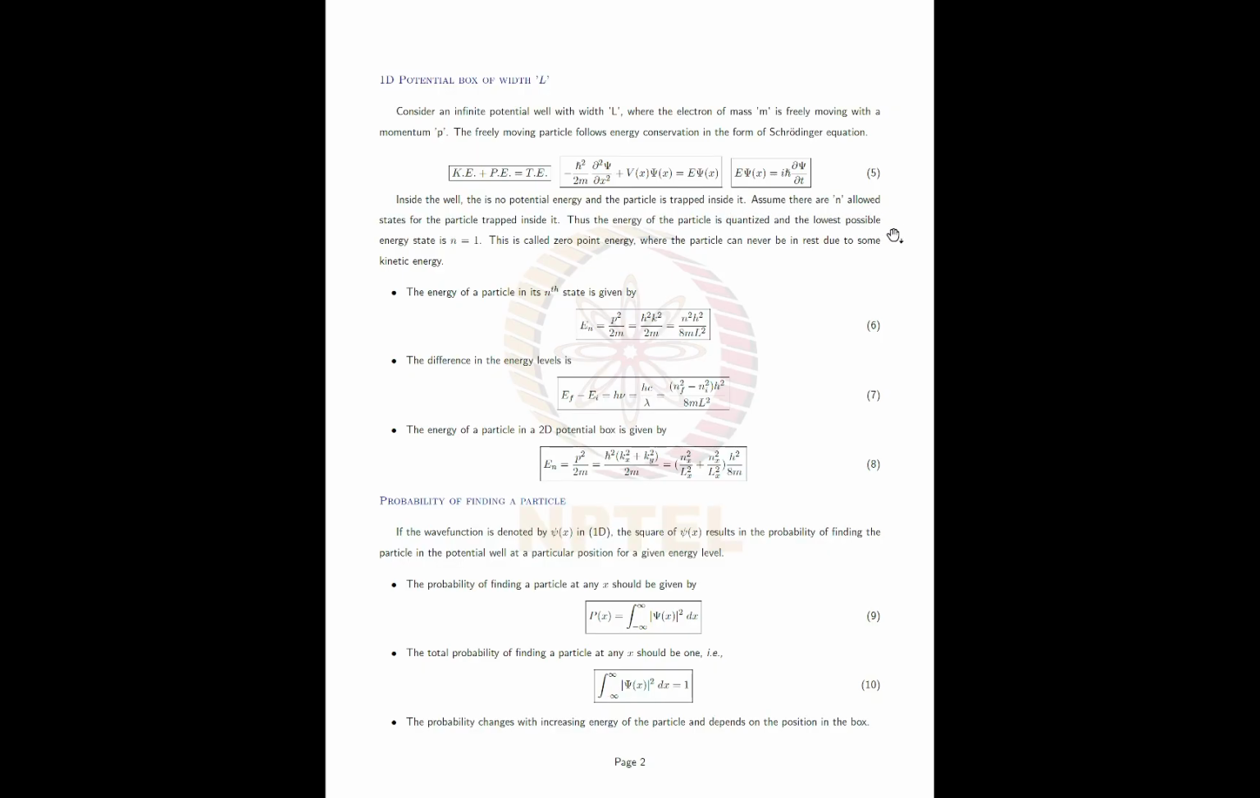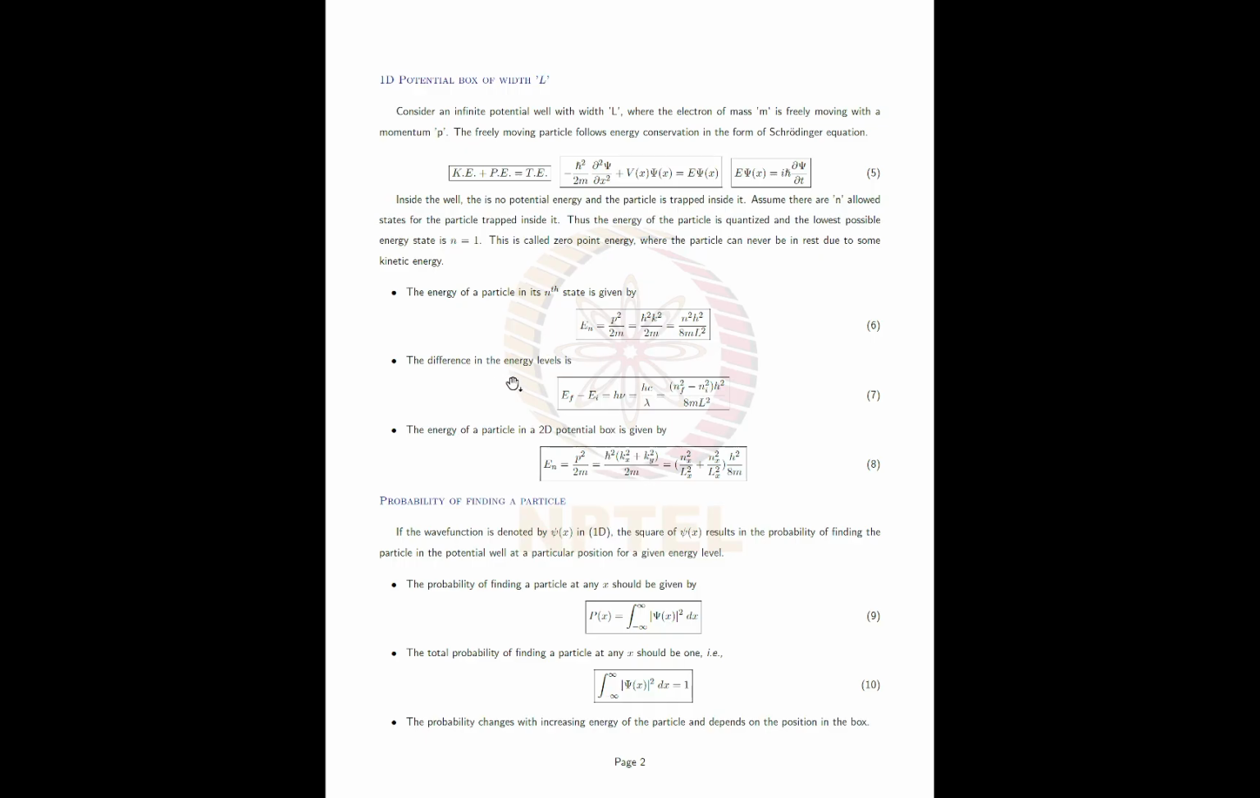Assume that there are n number of states allowed inside the well, energy states, and you will find that each of the energy states is quantized. We can calculate it by using the formula En equals p square by 2m, which is equal to h cross square k square by 2m. And then if we put the values for h and k, we get n square h square by 8m l square.